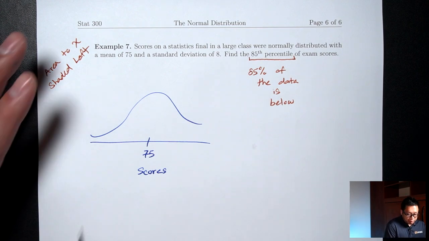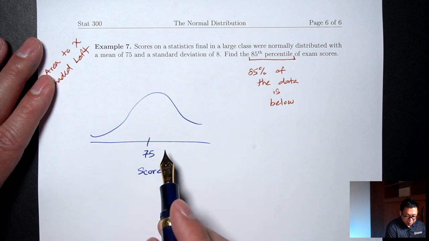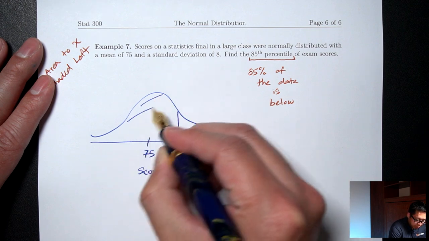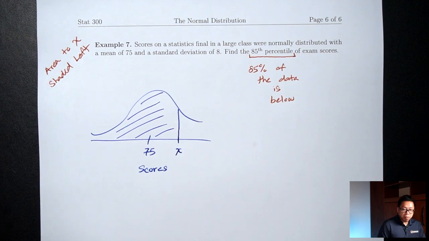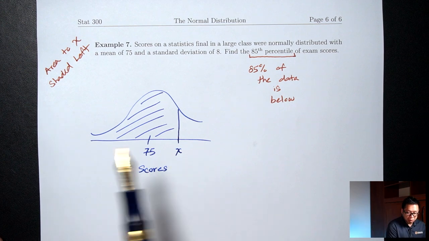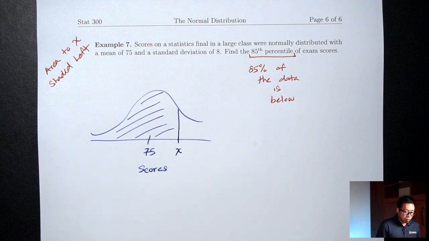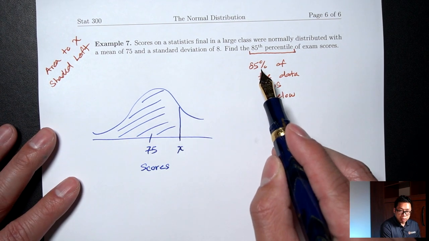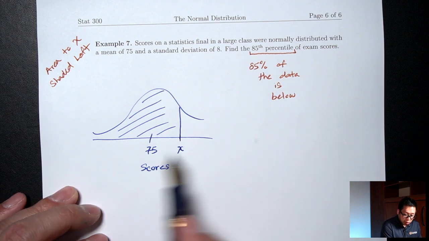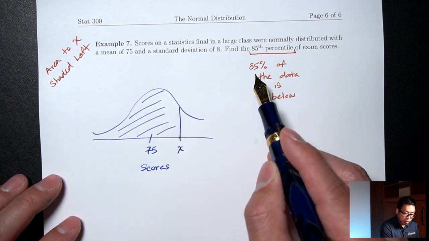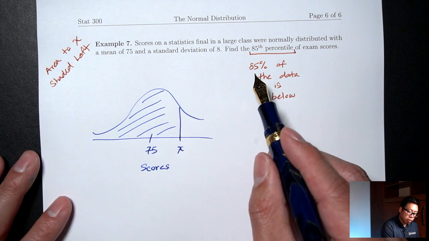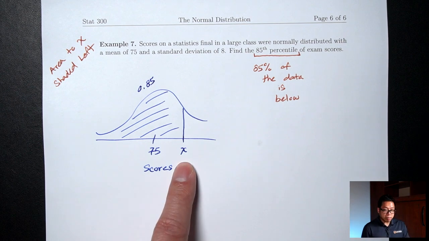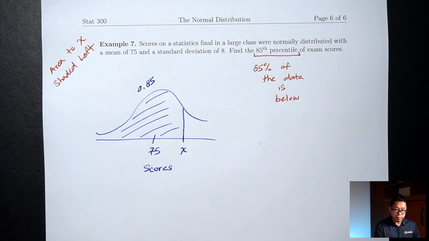Okay, so I'm going to draw this shaded to the left. Now, I know that the X would have to be on the right side. Now, it's not that important that you have the X on the right side. I'll talk a little bit more about why I know it's on the right side in a little bit. So this 85%, that is an area. So that doesn't go on the X-axis. Areas go on top here. 85% as a decimal is 0.85. So we're looking for the X that has an area of 0.85 to the left of it.